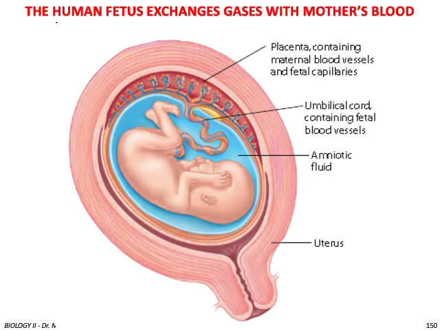The human fetus exchanges gases with the mother's blood. You can see the human fetus is connected to the mother through the umbilical cord, which contains the fetal blood vessels. The placenta contains maternal blood vessels and fetal capillaries, and the exchange of gases occurs between the maternal blood vessels and the fetal capillaries.